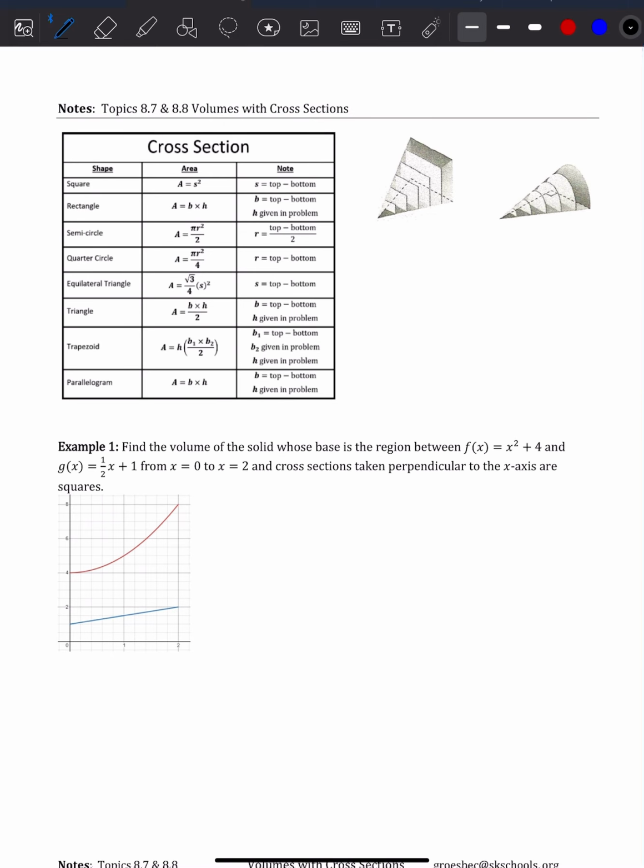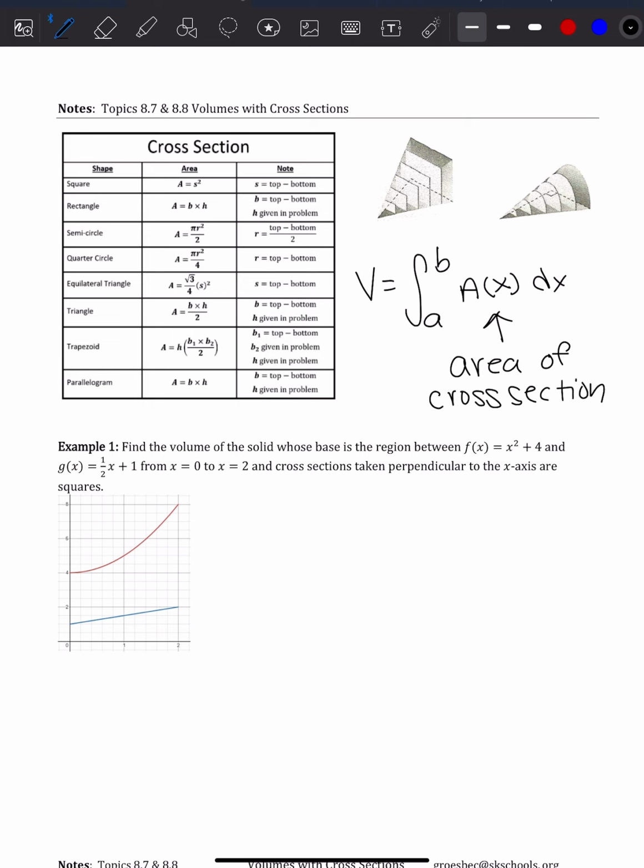So the big thing that we need to know is that our volume is equal to the integral from a to b, our bounds, of the area. A lot of times we call it A of x, equation, dx. So this is going to be the area of that cross section. So whatever cross section type it tells us, it is the area of that cross section integrated.